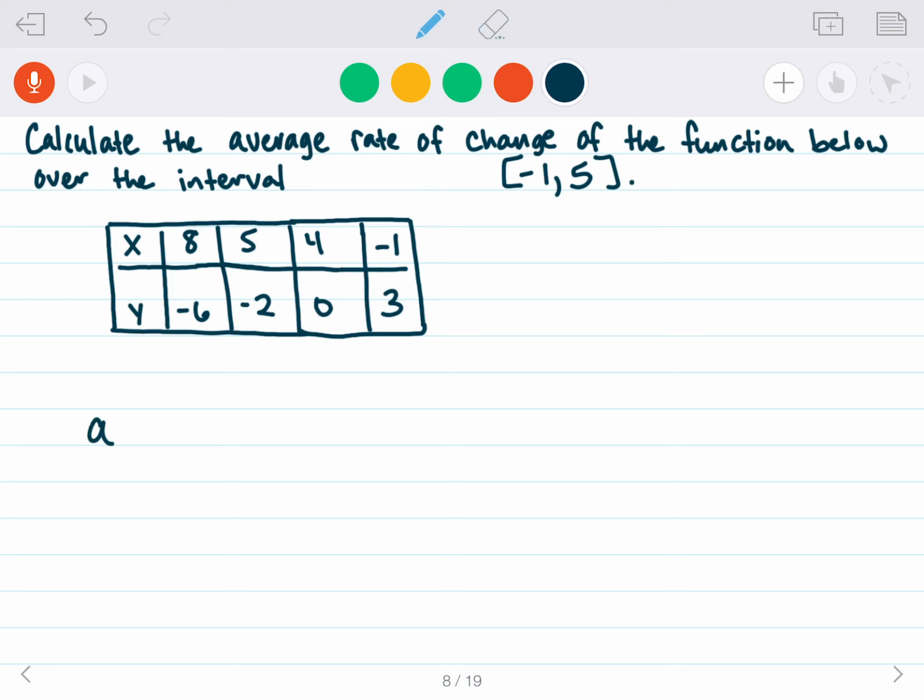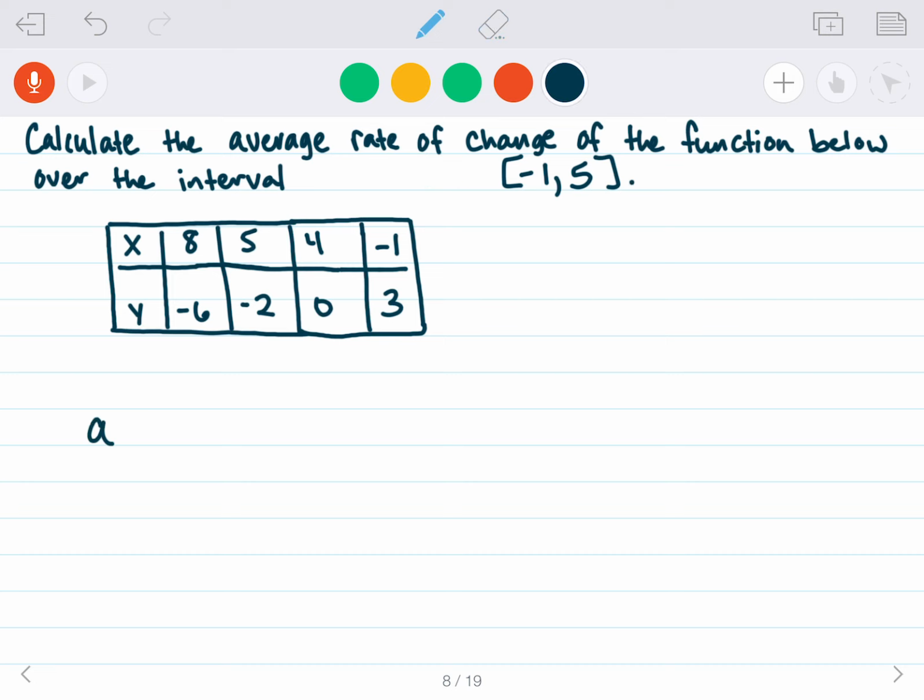Same thing with f of b. Our input is 5, so what is our corresponding output? Well, when x is 5, y is negative 2, so that's our f of b. So now we have all 4 numbers that we need for our average rate of change formula. So our average rate of change formula says f of b, which is negative 2, minus f of a, which is 3, all divided by b minus a.